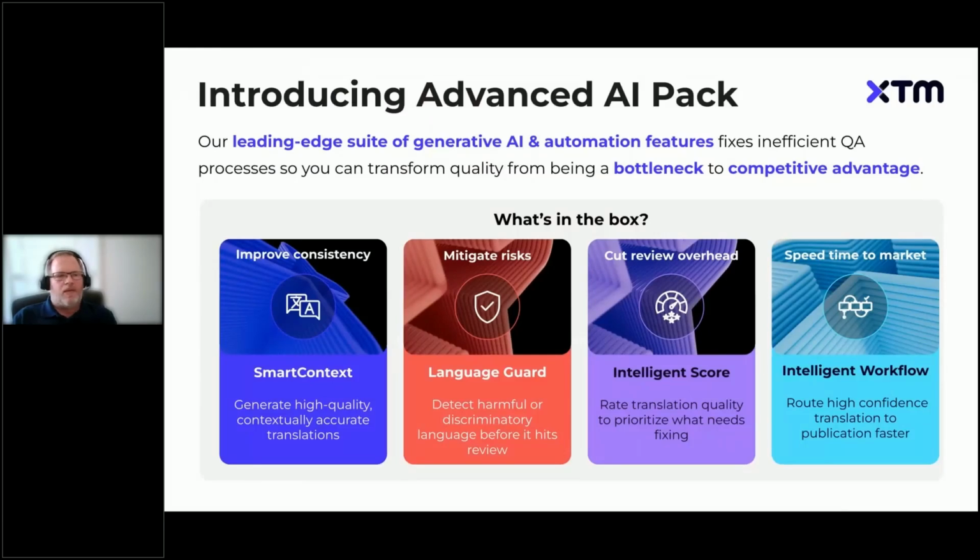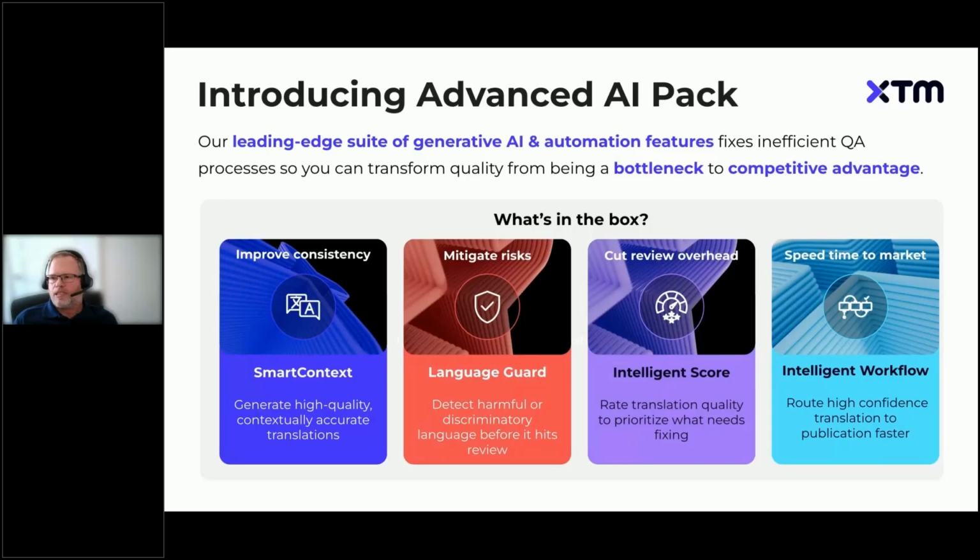Brilliant. With our advanced AI pack, we're taking QA to the next level, catching not just what's wrong, but why and how to fix it. Using LLMs to analyze tone, intent, and domain-specific language in real time. Supporting dynamic prompt-based checks so you can tailor quality evaluation to your use case without building complex rules. These are the four features that we have in our advanced AI pack.